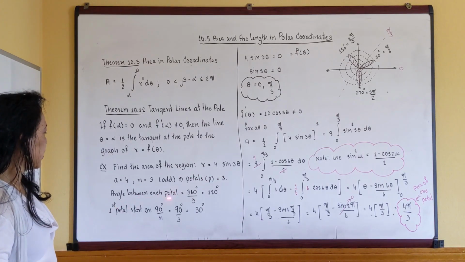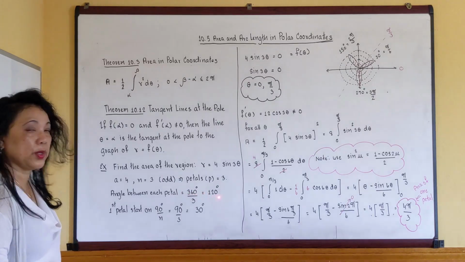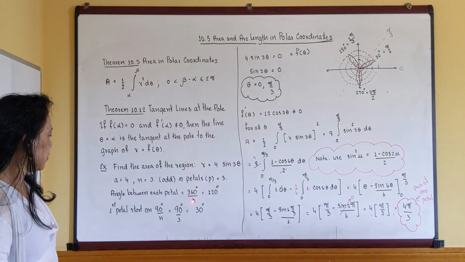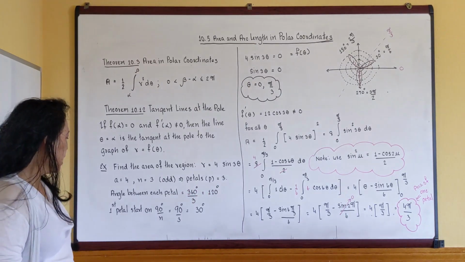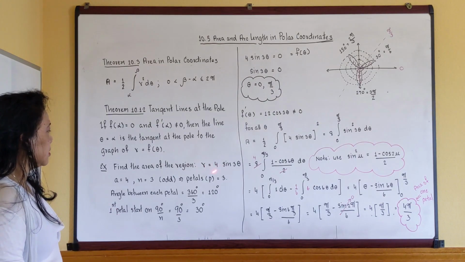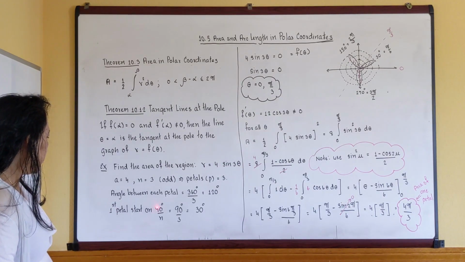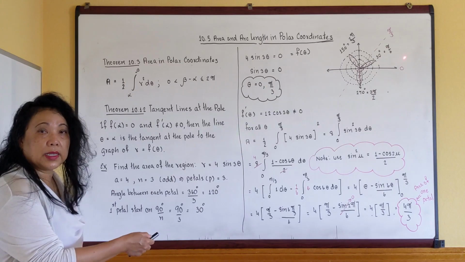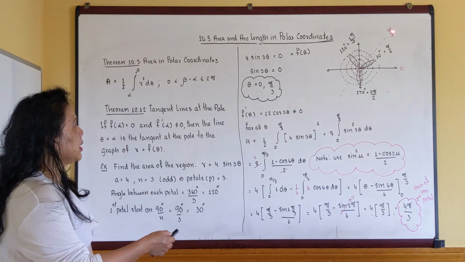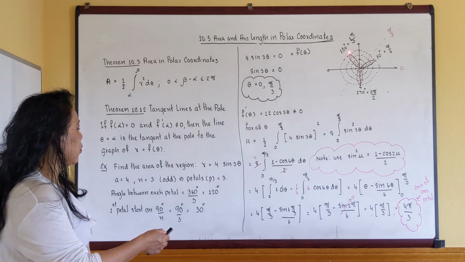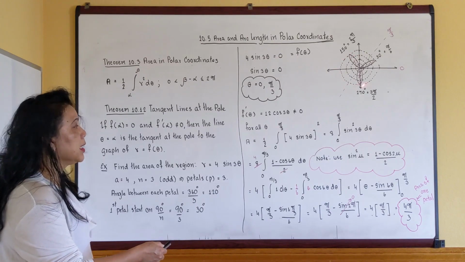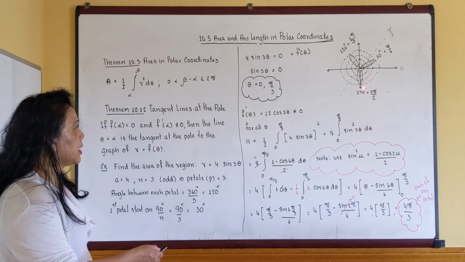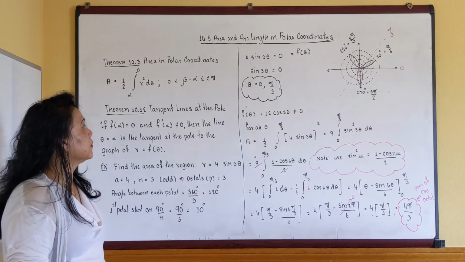So the angle between the petals will be 120 because 360 divided by 3 is 120. And the first petal, because it's a function of sine, will be at 90 divided by n. My n is 3, so my first petal will be at 30 degrees. 30 plus 120 is 150. 150 plus 120 is 270. So that's my 3 petal rose curve.